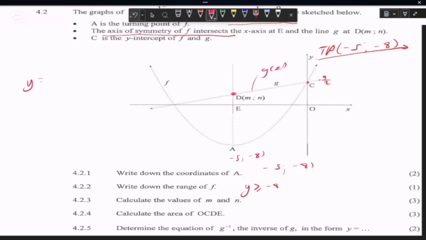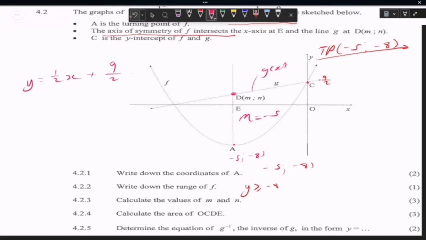So we can say y is equal to 1 over 2 x plus 9 over 2. So this is the equation of G. Okay, we can use that guy. And then we know the x value of point A is the same as the x value of point D, because AD is a vertical line, so they have the same x value. So with that being said, we know that m is equal to -5. Okay, the x value of D is -5.